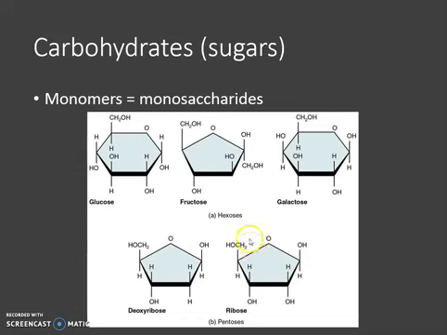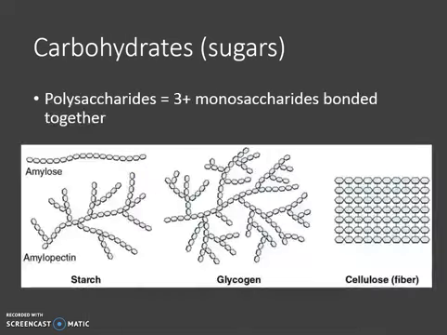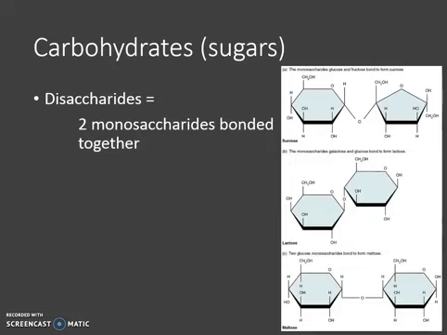Deoxyribose and ribose. So you can see that each one of these is made up of a single ring, and those are our monosaccharides. Now, if you were to put monosaccharides together, so if you formed a bond between glucose and fructose, now you've got two building blocks that are stuck together, and we would call that a disaccharide. So a disaccharide is when two monosaccharides are bonded together.